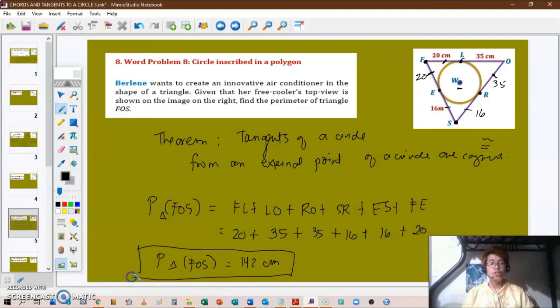From the top view of the triangular air cooler of Berlin, it's equal to 142 centimeters. And that's it for chords and tangents for lesson 3 of the 4th quarter.